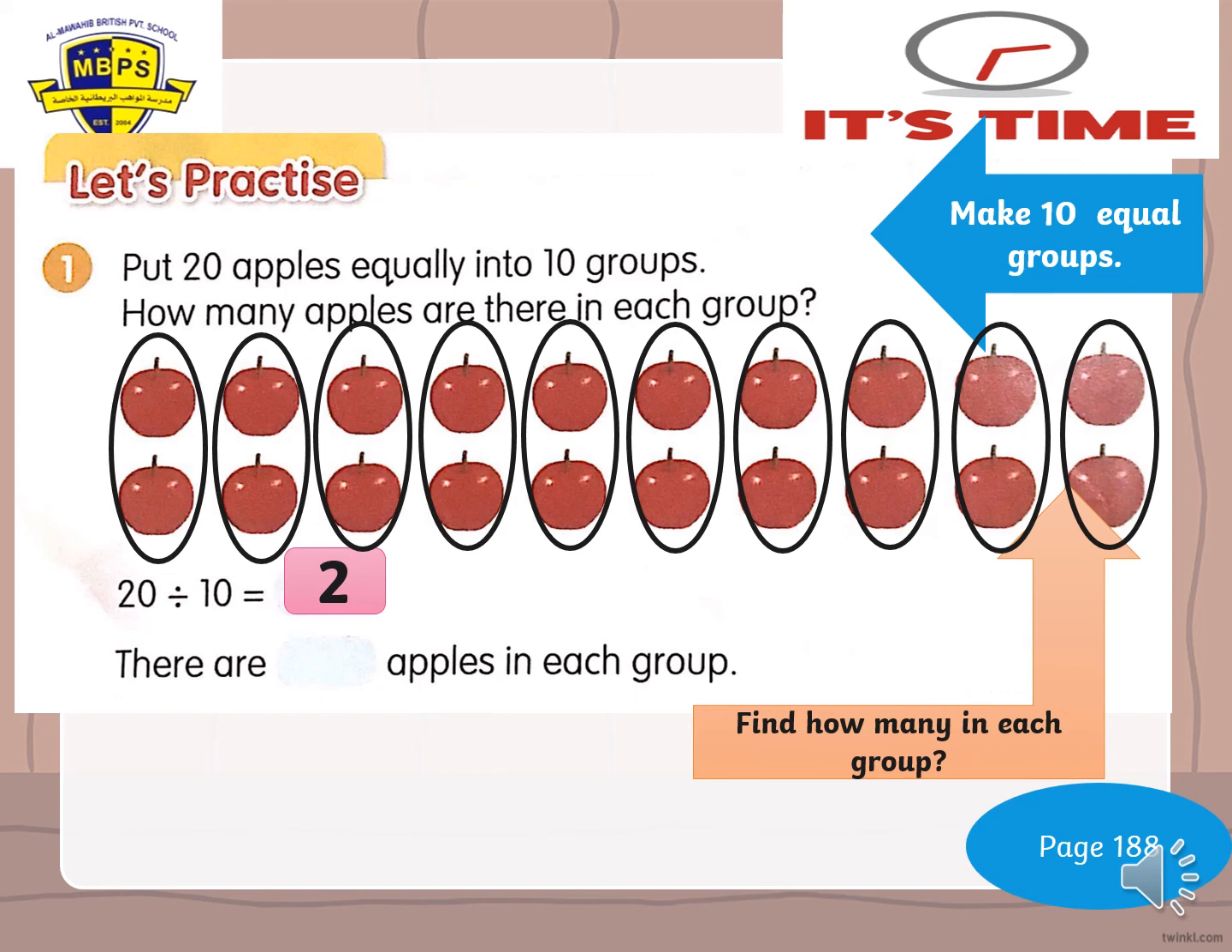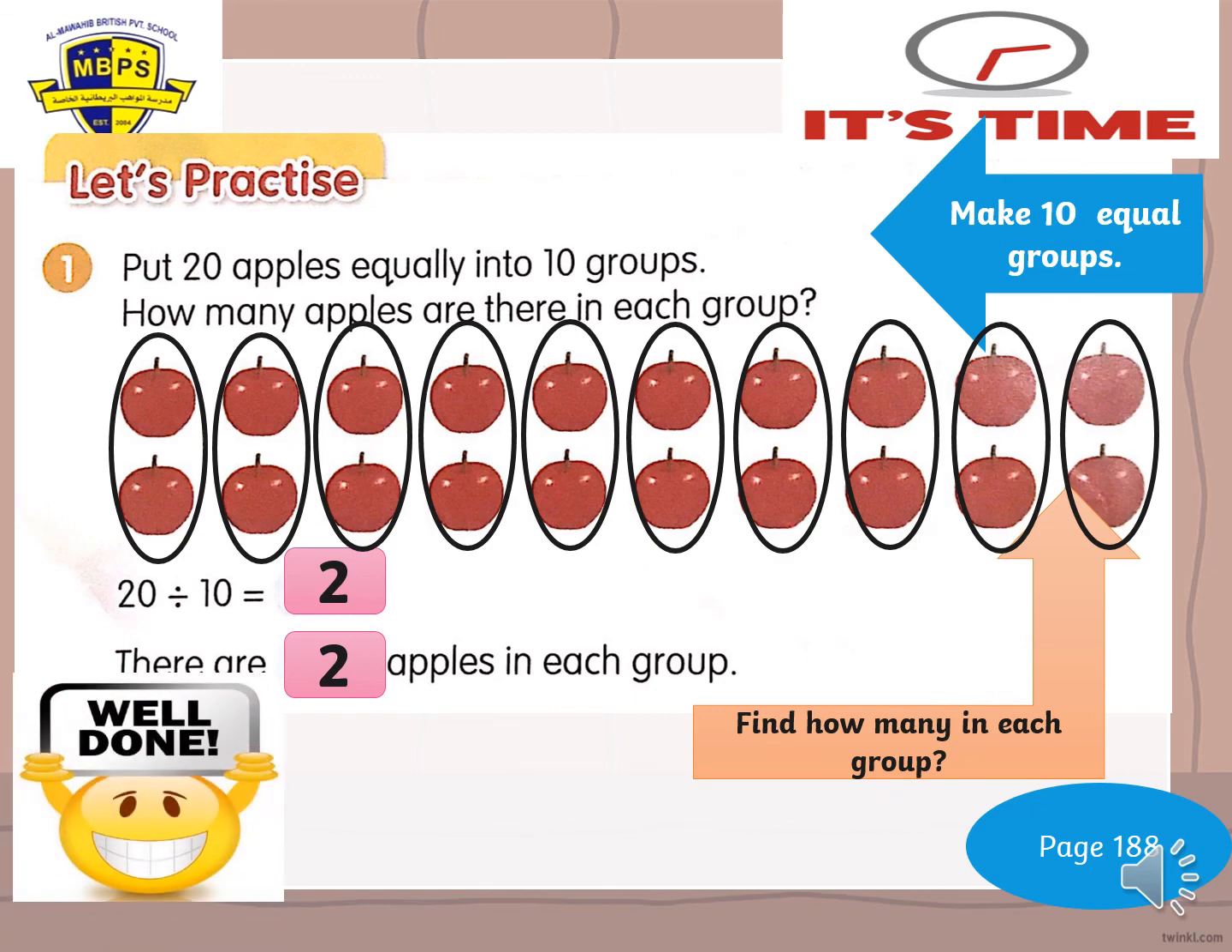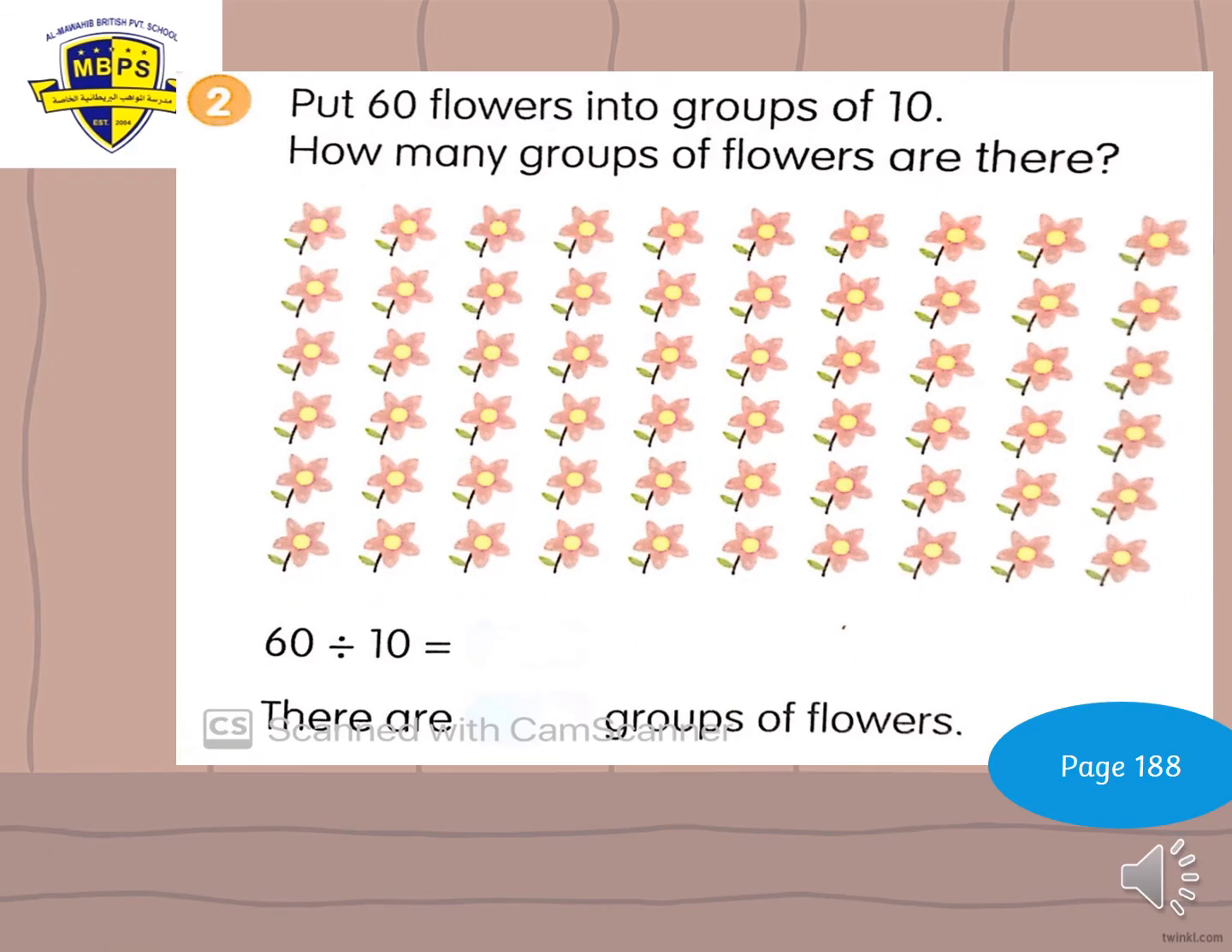And you can use multiplication. Do you remember? You ask yourself, which number if I multiply by 10 it will make 20? 2. So I need 2 in each group. So there are 2 apples in each group. Well done. Question number 2.